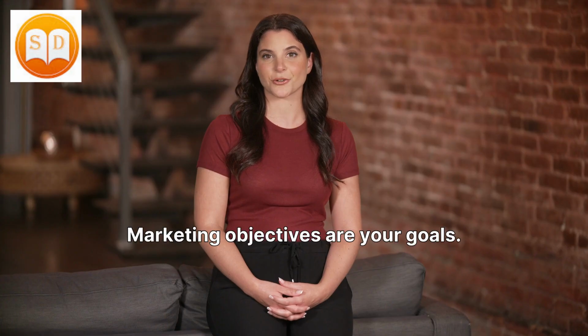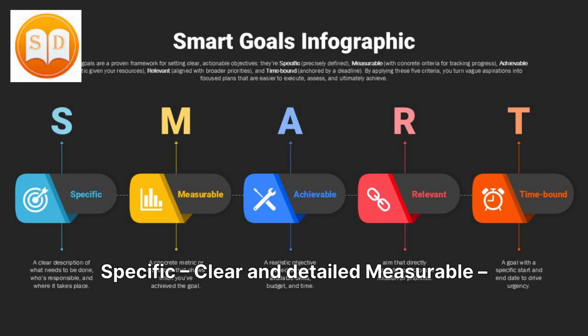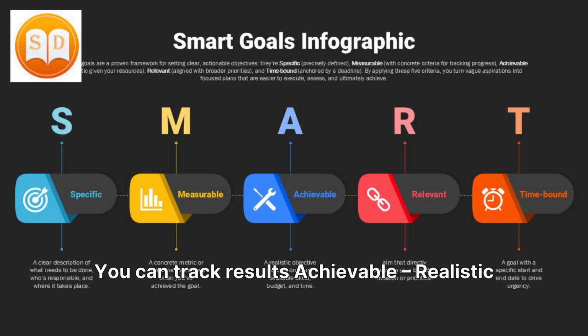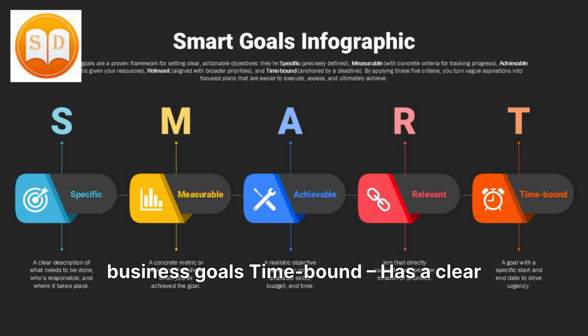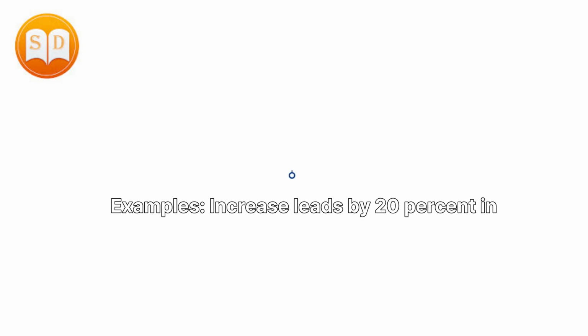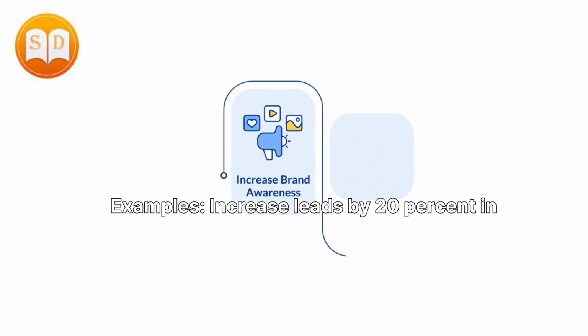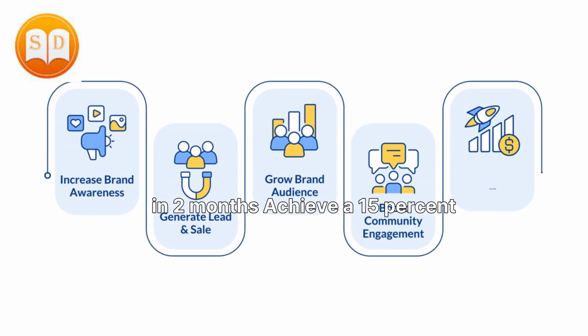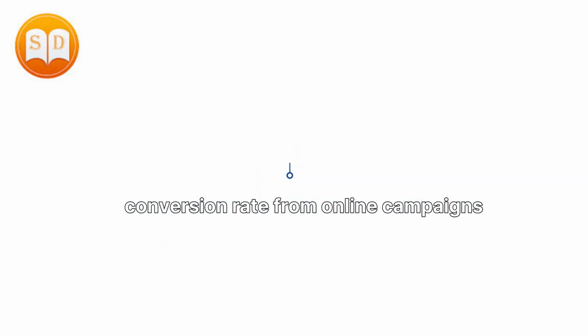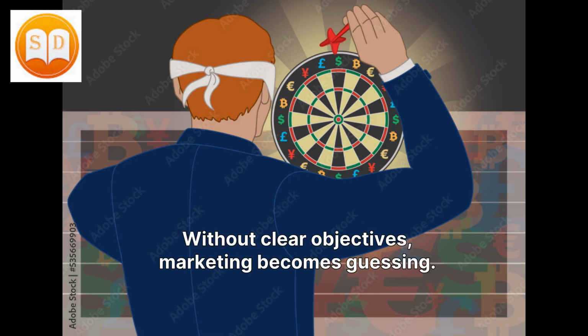Marketing objectives are your goals. They must be SMART. Specific, clear and detailed. Measurable, you can track results. Achievable, realistic for your resources. Relevant, matches your business goals. Time-bound, has a clear deadline. Examples, increase leads by 20% in 3 months, gain 1,000 social media followers in 2 months, achieve a 15% conversion rate from online campaigns. Without clear objectives, marketing becomes guessing.